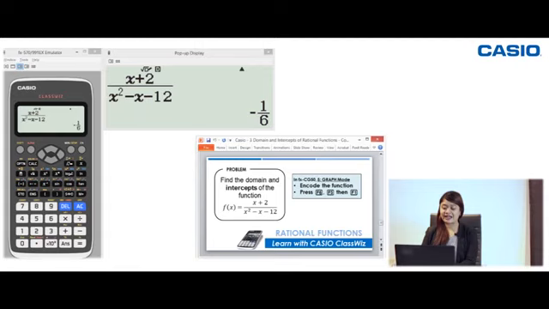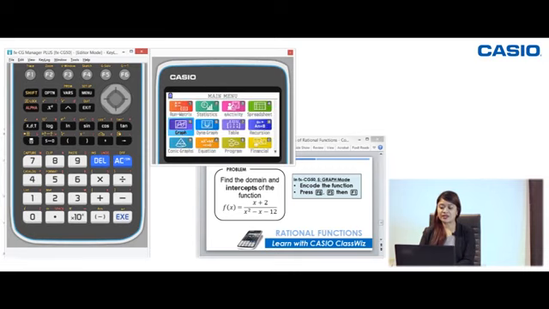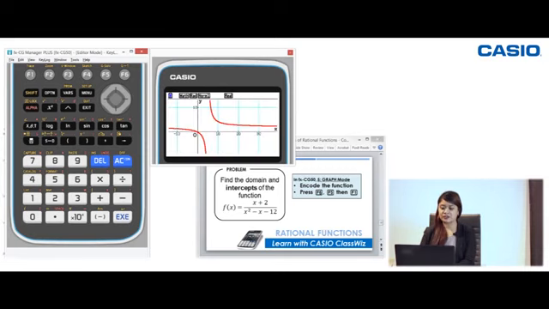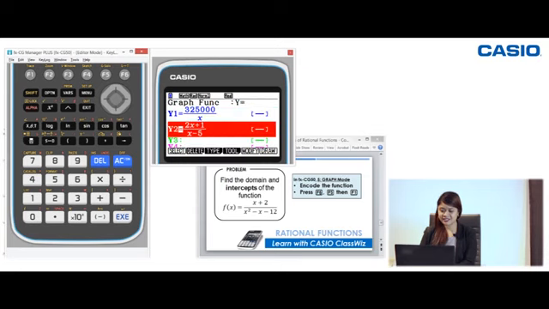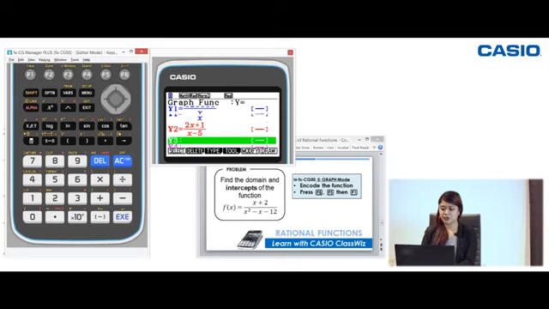We can also find the intercepts using our graphing calculator FX-CG50. We can go to menu and press 5 for the graph mode. We can press exit and deselect our current function, we can go to another slot and input our function. We have x plus 2 over x squared minus x minus 12 and press exit. We can then graph our function by pressing F6 to draw the graph.